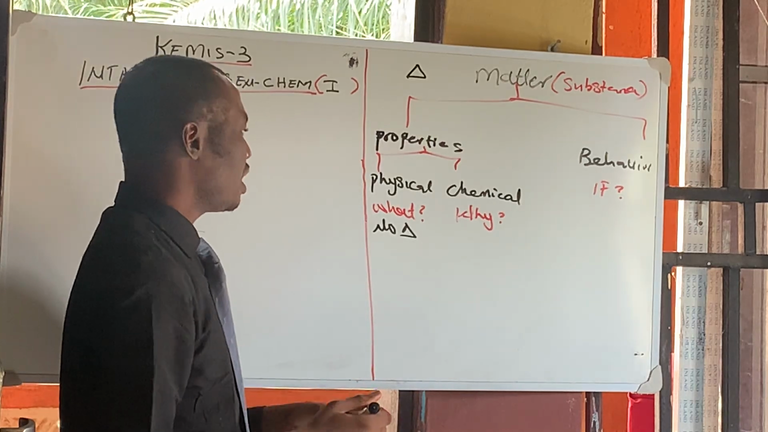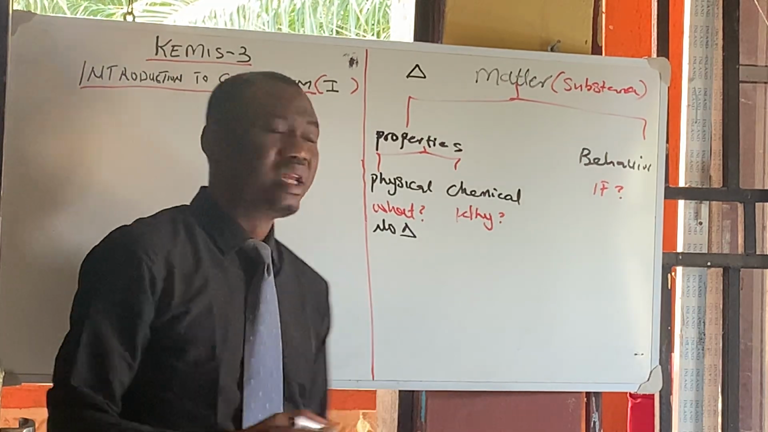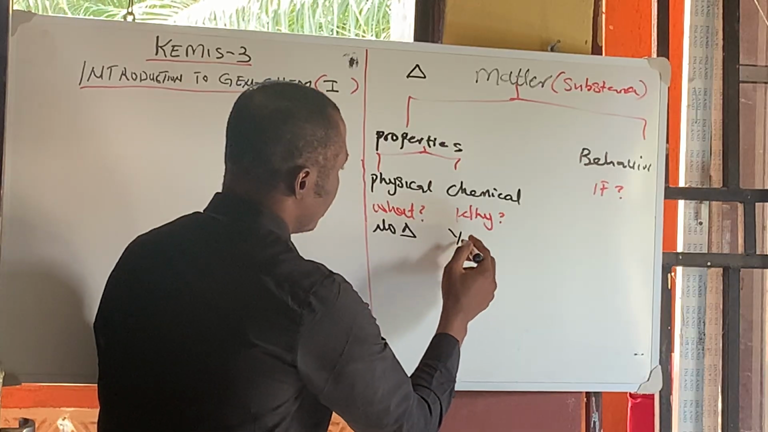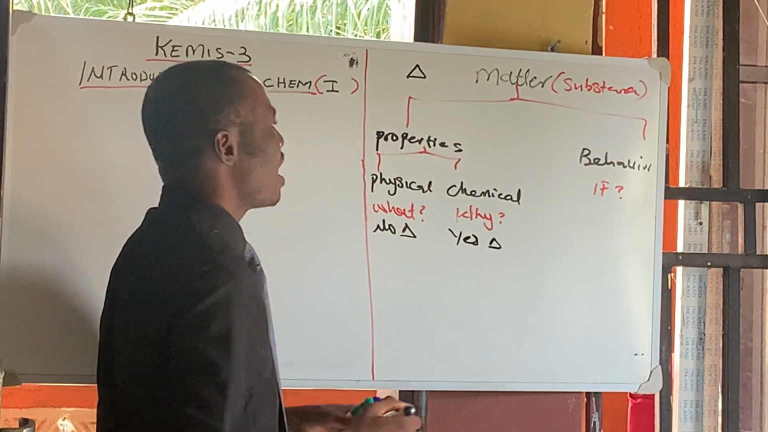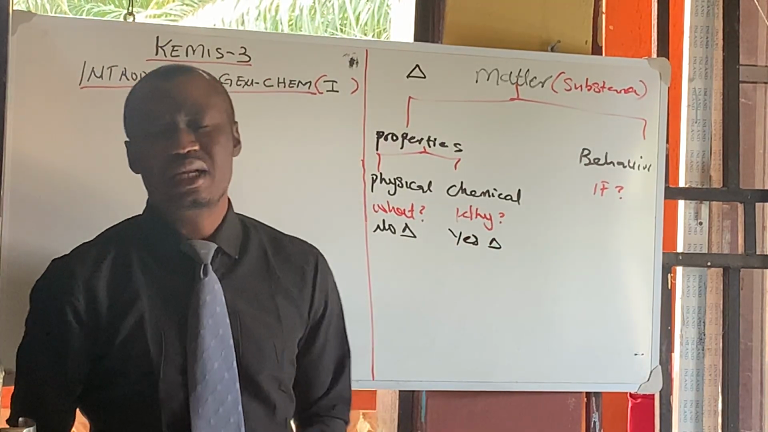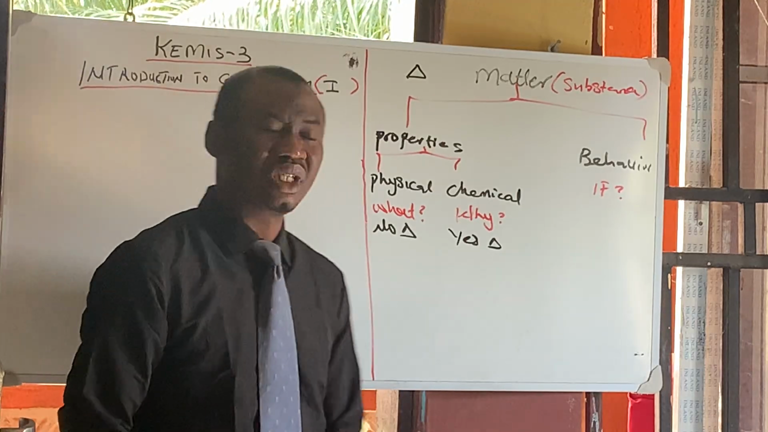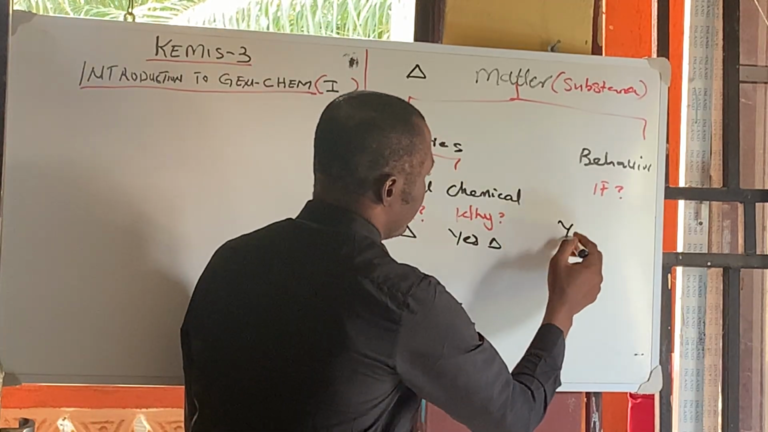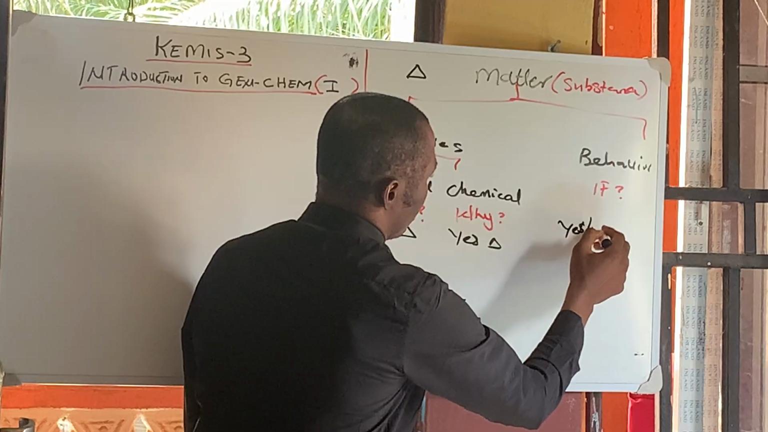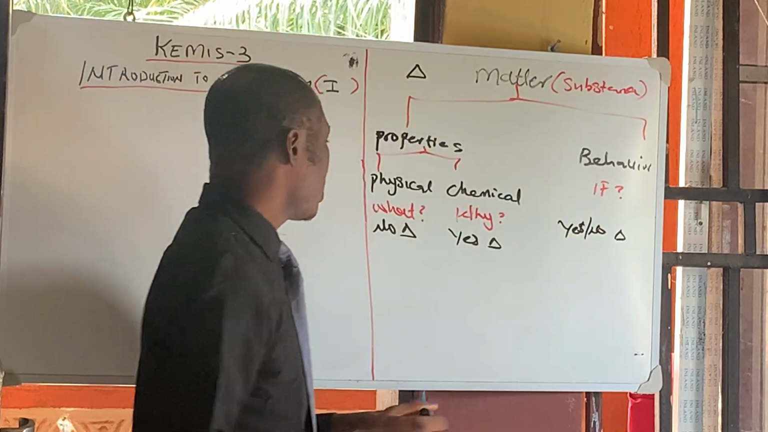So, no change. But over here, there is a change. Chemical properties, yes, there is a change. Now, over the other side, there is change or there is no change. I'm going to explain that now. Yes or no change. Now, what does that mean?